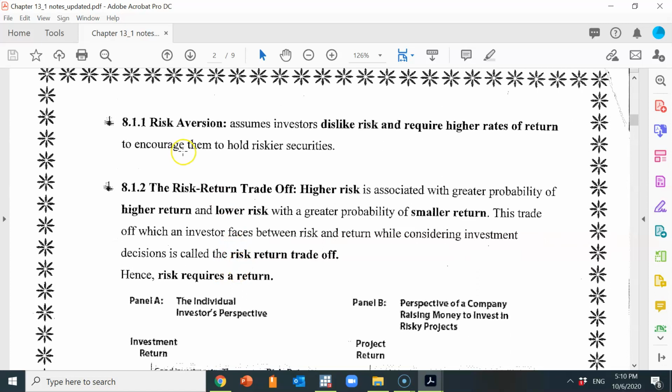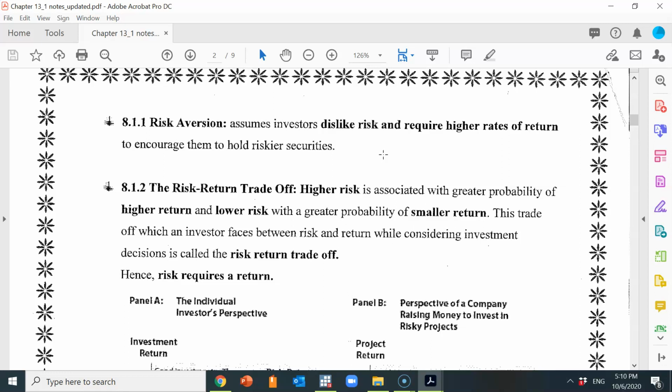Okay, the first concept we want to talk about is risk aversion. It assumes that investors dislike risk, require higher rates of return to encourage them to hold riskier assets. Okay, this is a basic pre-assumption in all of our financial theories and models. Okay, we assume that for any rational investor, we dislike risk. For any financial assets with higher risk, we require higher return to compensate us for undertaking the additional risk.